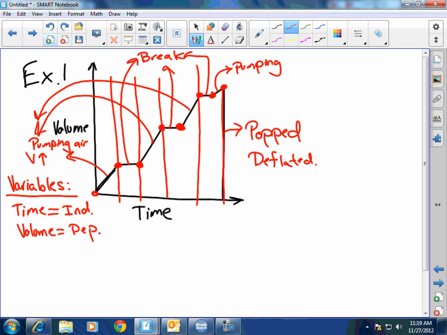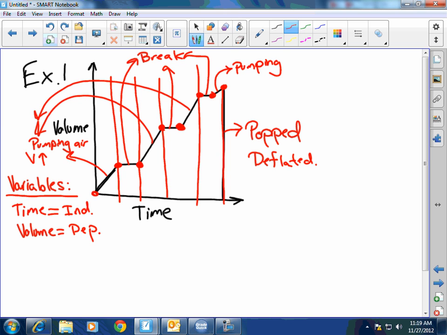Did everyone understand how we broke that graph down? And again, this is not, unfortunately, just follow the procedures that Mr. Morrow told you. No. You got to be able to define the independent variable. You got to be able to define the dependent variable. And then you have to figure out how they relate to each other. Okay?